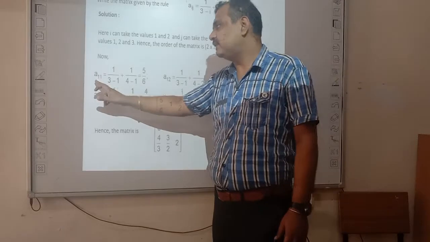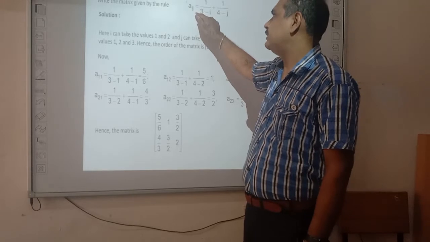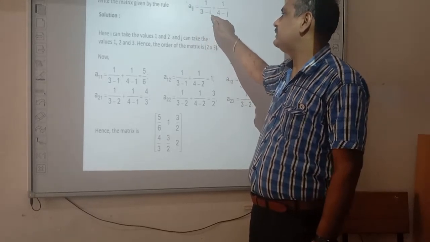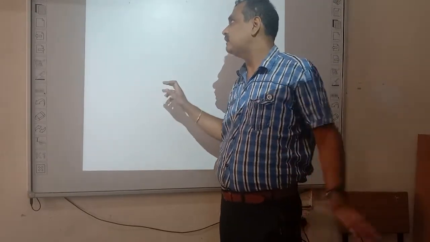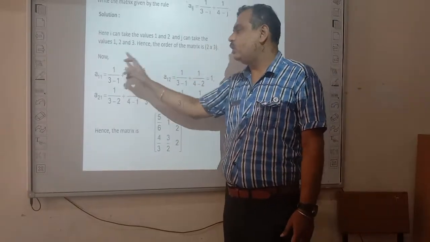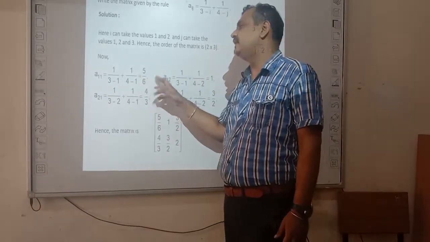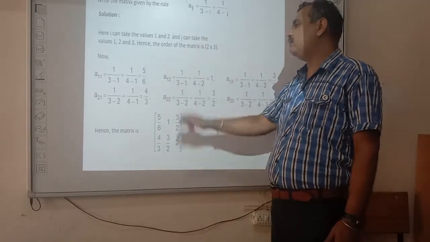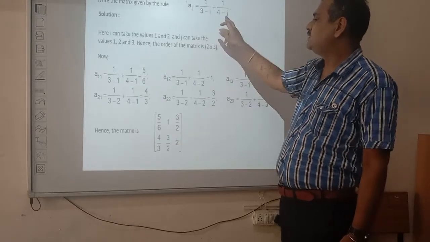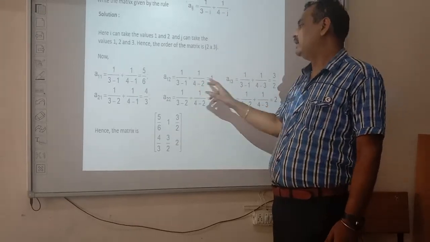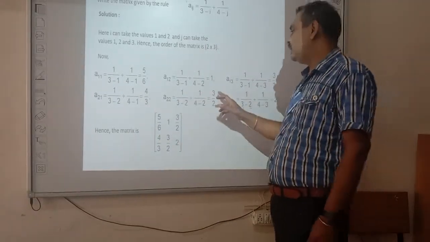For A11, we take i to be 1 and j to be 1. Then we have 3 minus 1 and 4 minus 1. When we calculate it by taking the LCM, we get the value 5 by 6. Similarly for A12, when we put i as 1 and j as 2, we get the value 1. Then for 2,1 we get 4 by 3 and for 2,2 we get 3 by 2.